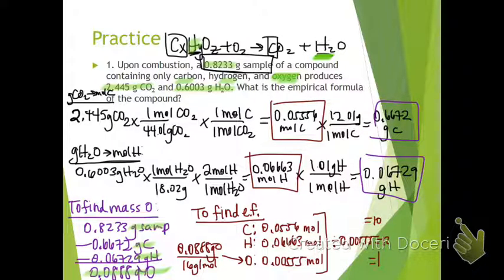When we divide by small, which is the 0.00555 moles of oxygen, we get 10 carbons, 12 hydrogens, and 1 oxygen. We already have all whole numbers, so that becomes our empirical formula for this hydrocarbon. That empirical formula is going to be C10H12O.